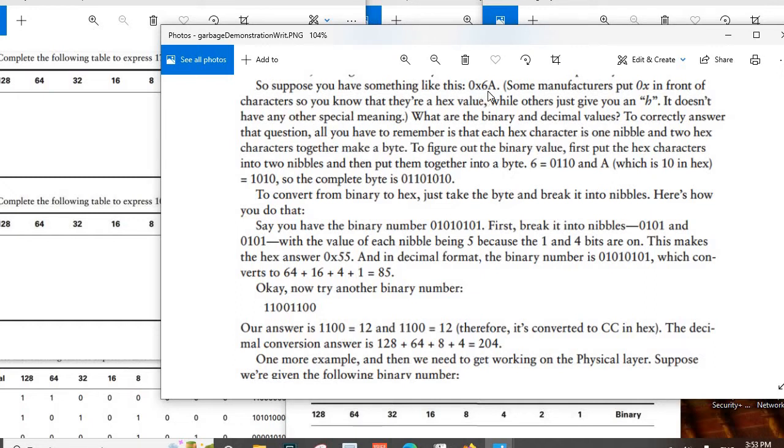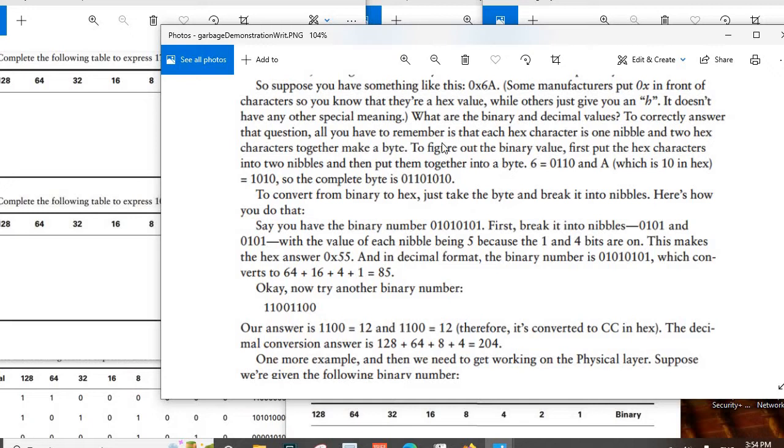So suppose you have something like this, 0x6a, and this is the first time in the textbook that the 0x thing is introduced. You should have this before. Hexadecimal is sometimes represented with 0x at the beginning of it, just as an indicator that you're talking about hexadecimal. So this is just bad that they just kludged it on the end there. That's very bad structuring. So what are binary and decimal values?